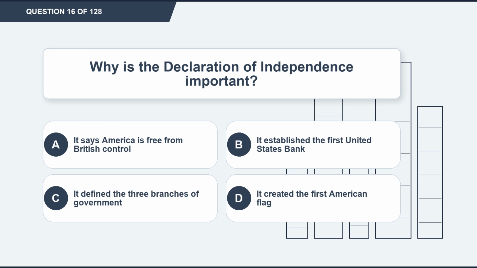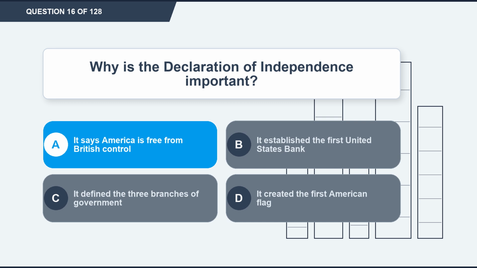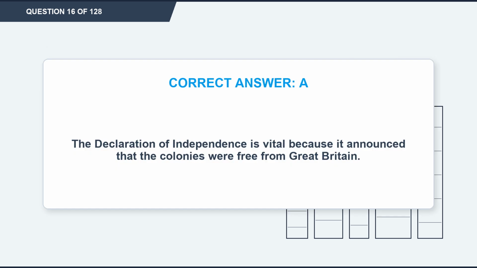Question 16. Why is the Declaration of Independence important? Option A, it says America is free from British control. Option B, it established the first United States Bank. Option C, it defined the three branches of government. Option D, it created the first American flag. The correct answer is option A, it says America is free from British control. Explanation: the Declaration of Independence is vital because it announced that the colonies were free from Great Britain.